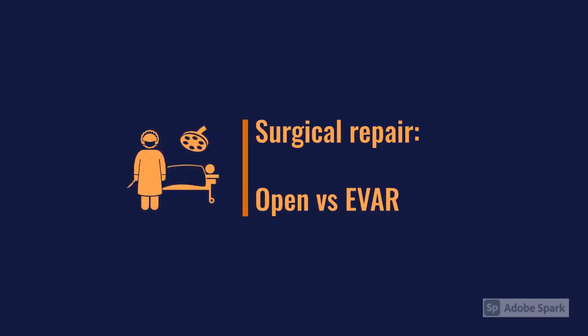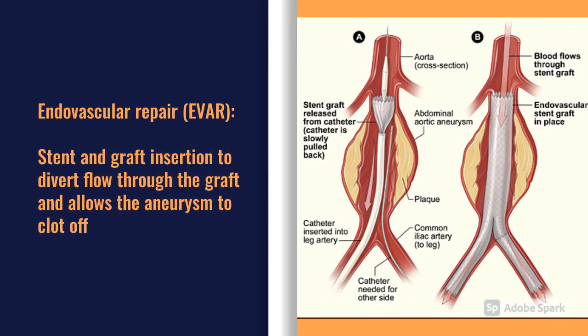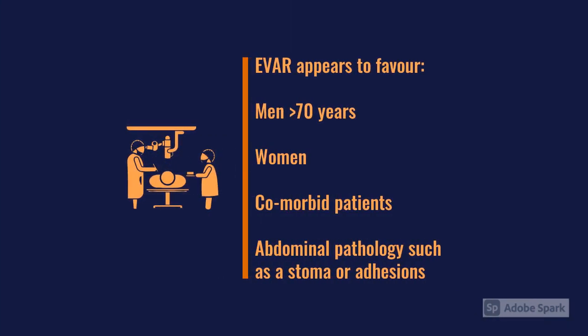So in terms of surgical repair, there are two main options. There's the open repair, where you do a big laparotomy, or there's the endovascular repair, or an EVAR as it's otherwise known. Open laparotomies tend to get better outcomes in men under the age of 70. I have no idea why. EVAR is essentially a stent and graft insertion. You divert flow through the graft away from the aneurysm, which allows the aneurysm to clot off. EVARs tend to favour men over the age of 70, women, comorbid patients, or those with abdominal co-pathologies like stomas or adhesions. Again, I have no idea why.